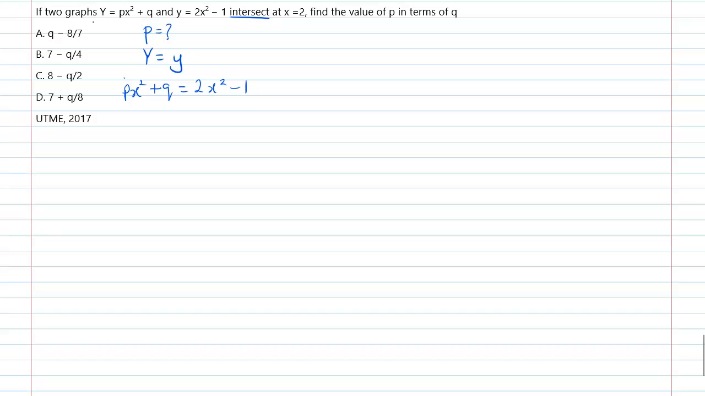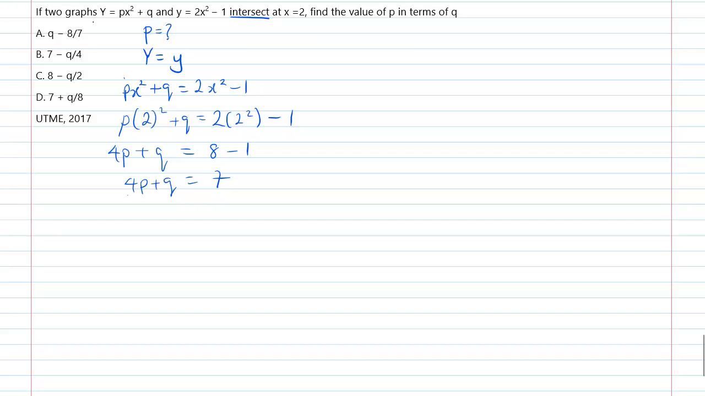Remember that the question says at x equals 2. So this is essentially telling you that you substitute the value of 2 instead of x in this equation. So you have p bracket 2 squared plus q equals 2 bracket 2 squared minus 1. Now 2 squared is 4. 4 times p plus q equals 2 times 4, which is 8 minus 1. 4p plus q equals 7.